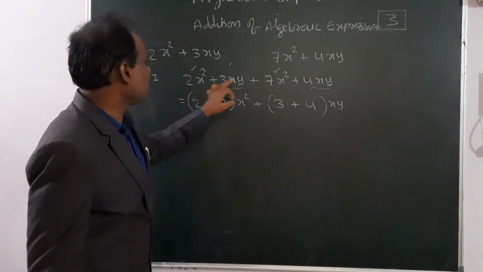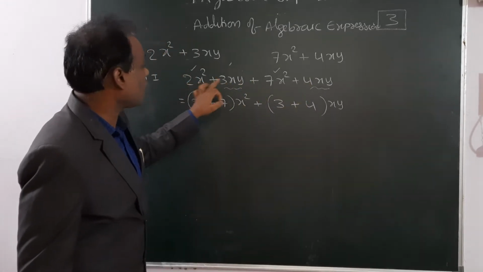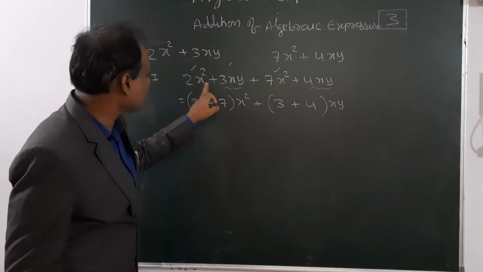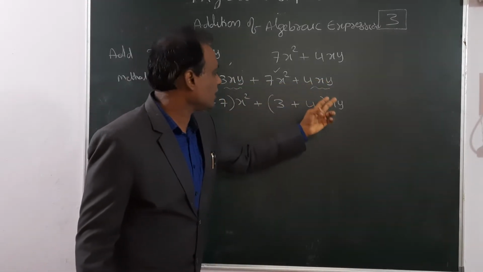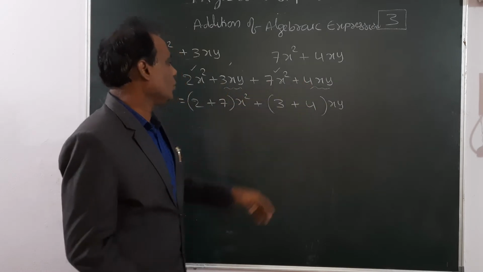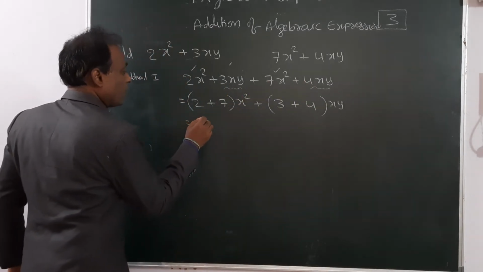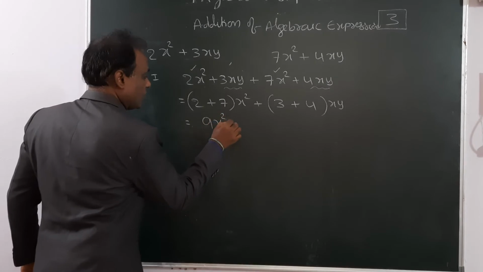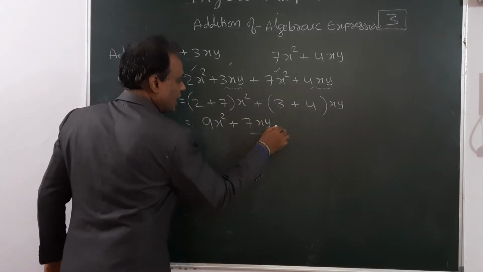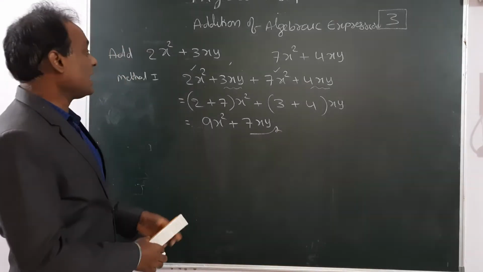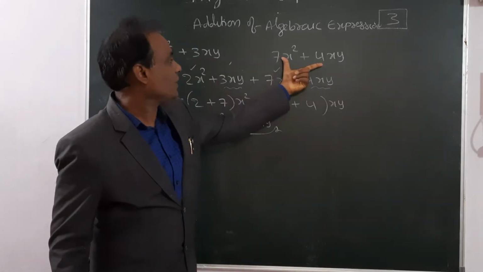So why am I adding these two only? Because these two are like terms. X square term, x square term, x square common, 2 plus 7. Xy term, xy term, xy is common, 3 plus 4. So total 2 plus 7, 9x square plus 3 plus 4, 7xy. This is the answer. Like this we can add two algebraic expressions.